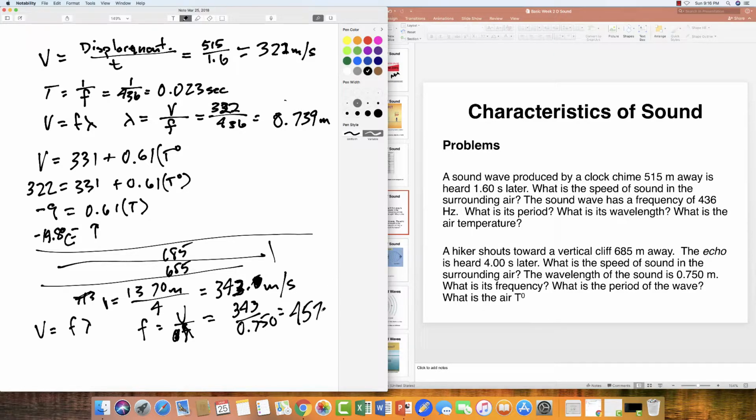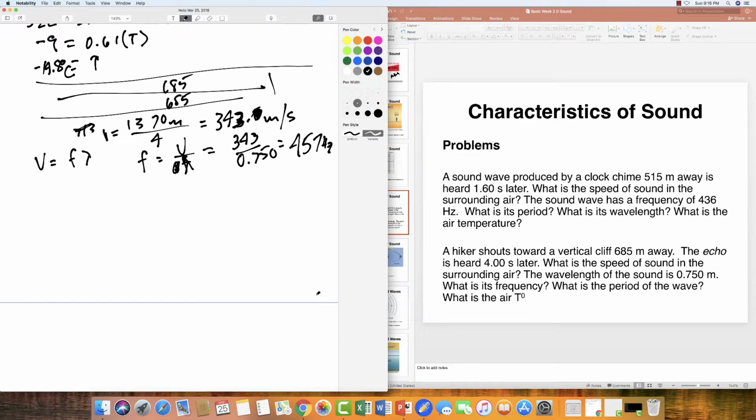And then what is the period? The period is 1 over the frequency. And so that's going to be 1 over 457. So we take the inverse of this, and the period is 0.00219 seconds.